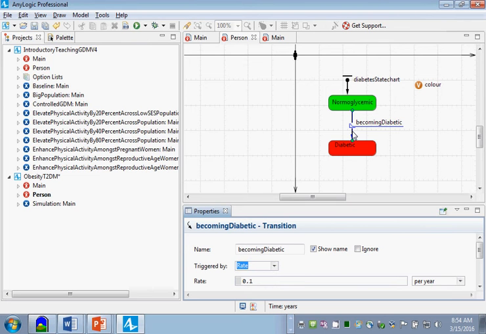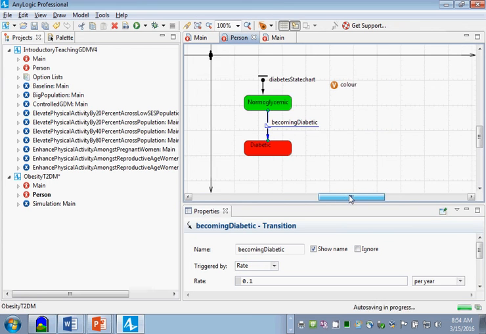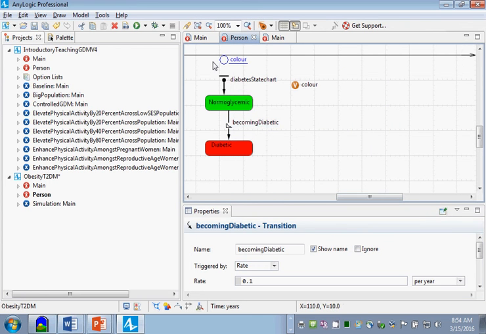Okay, so let's talk then about getting in place some more texture. So we are going to add to this person.